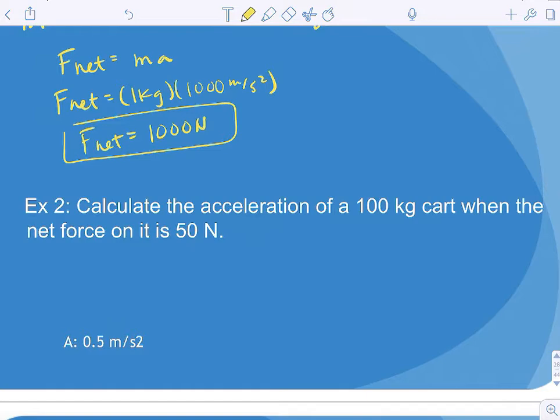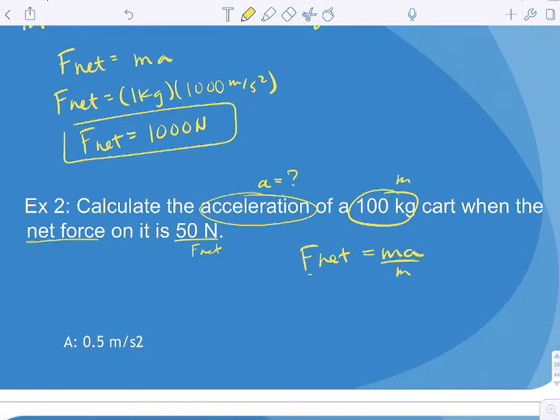So calculate the acceleration. Now we are looking for the acceleration of a 100 kilogram cart when the net force on it is 50. I am going to use this same equation, and I am a big fan of rearranging the equation before plugging in numbers. If you want to go ahead and plug in numbers now, you super can. So I'm going to get acceleration all by itself, since that's what we are looking for.